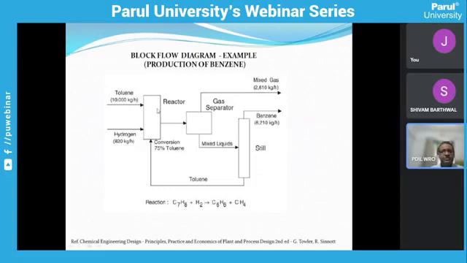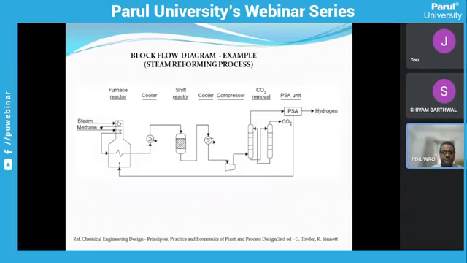Another example is the production of benzene. Similarly, you can look at this diagram, where only blocks are available. If you can draw this simplest block flow diagram, then you will have a basic idea of the overall plant. Another block flow diagram is the steam reforming process.